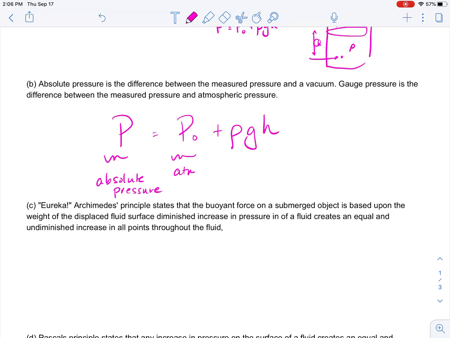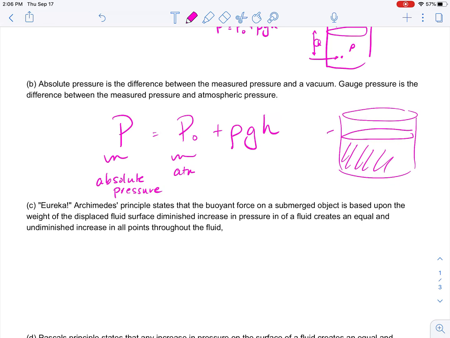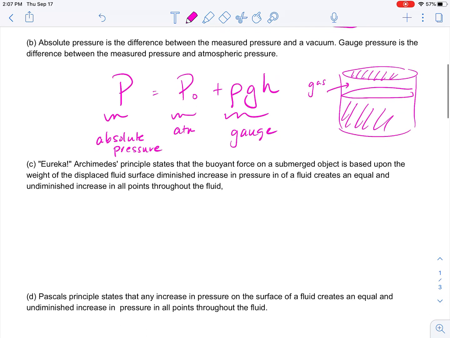This is usually atmospheric pressure, although there are situations where we have a closed, say we have a can, and inside the can there's liquid, and then there's gas here. You could have a pressure different than the atmospheric pressure if this were a closed can. And this portion is the gauge pressure. Again, that's the pressure due to depth.